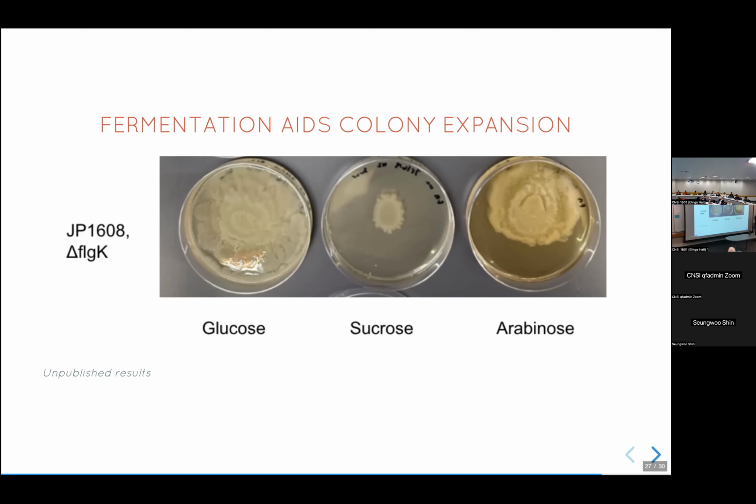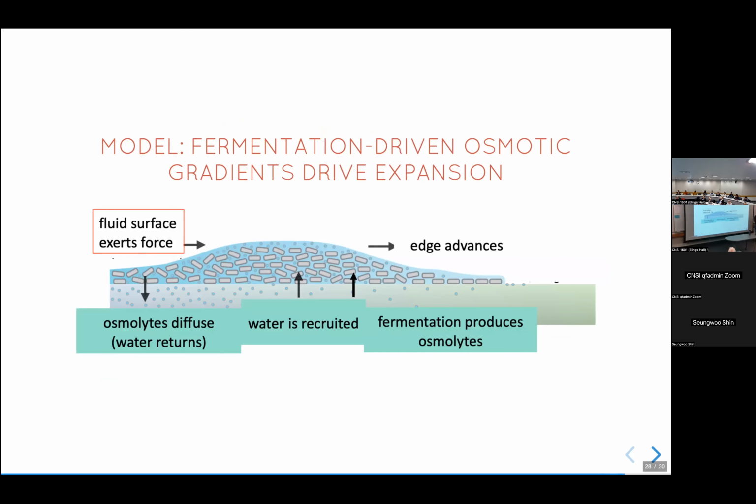So our working model is that the production of osmolytes by the fermentation of these sugars is creating an osmolarity gradient at the front of the cell, which is pulling up water from below and pushing the front forward. And we can sort of see some features of this process in action. So this is still very preliminary, so I welcome feedback if you have any ideas.